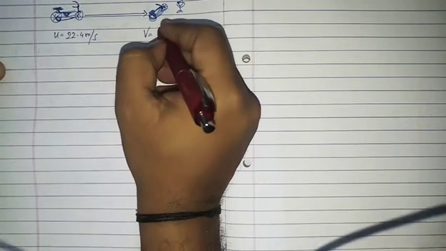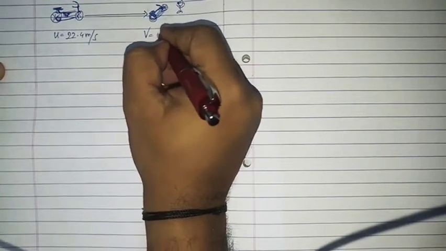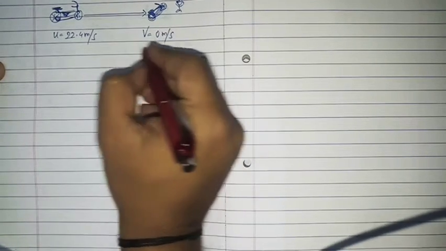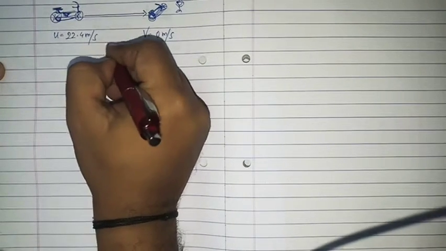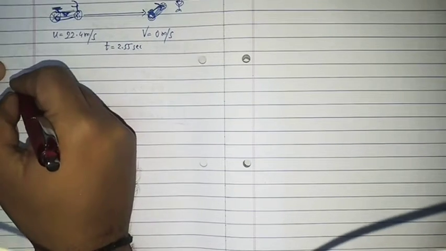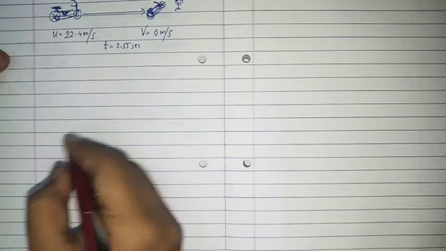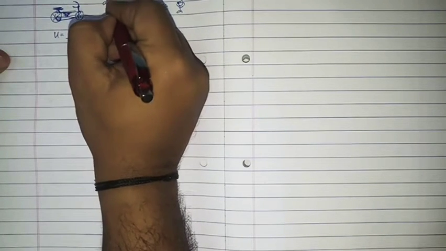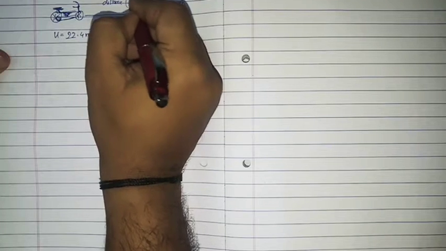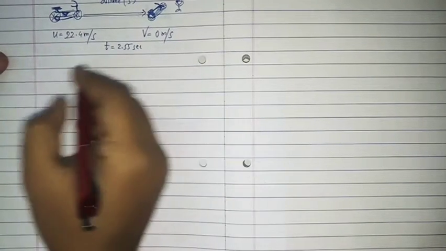And it skids. So after skidding it came to a halt, so final velocity is 0 meter per second, and this happened in time 2.55 second, very fast, right? So we have to find the skidding distance. Let's find the distance. Straight motion, so distance and displacement are the same, so s.